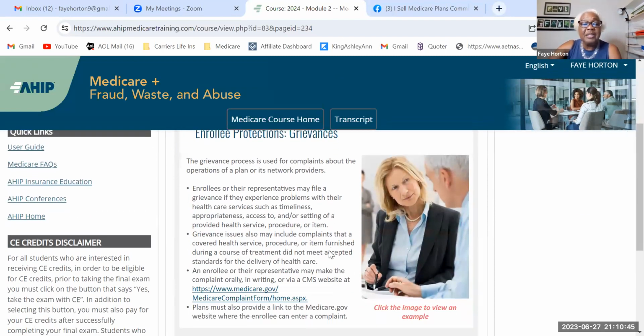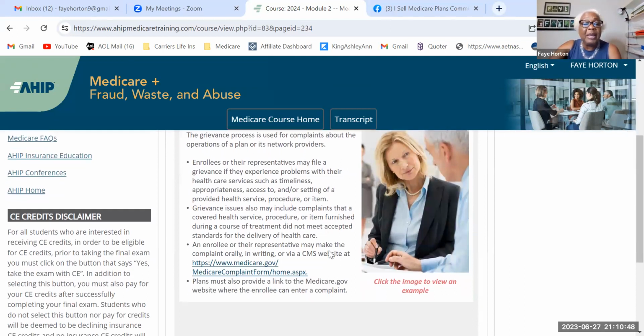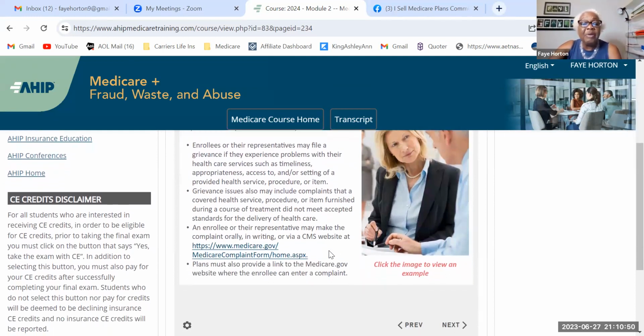Enrollee protection: the grievance process is used for complaints, and enrollees or their representatives may file a grievance if they experience problems with their healthcare services, such as timeliness, appropriateness, access to and/or setting of a provided health service, procedure, or item. Grievance issues also may include complaints that a covered health service, procedure, or item furnished during a course of treatment did not meet accepted standards for the delivery of health care.